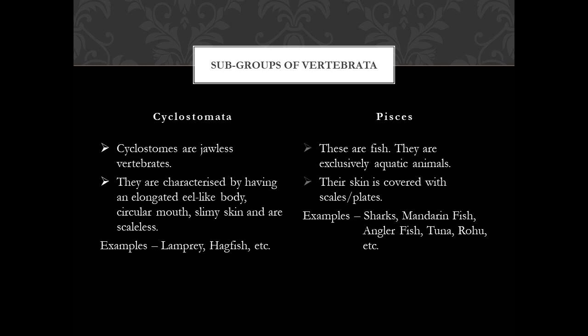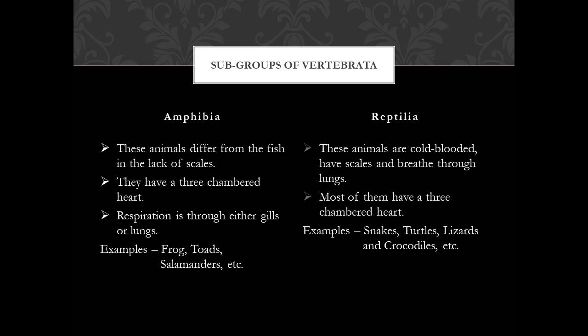Next is Amphibia. These animals differ from the fish in the lack of scales. They have a three-chambered heart. Respiration is through either gills or lungs. Examples are frogs, toads, and salamanders.